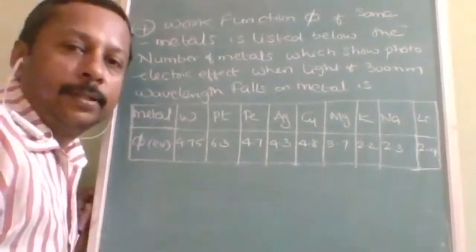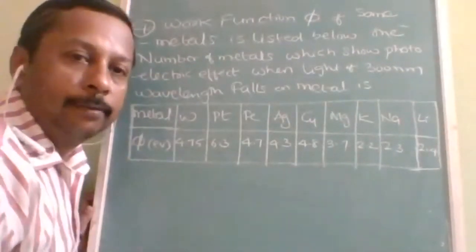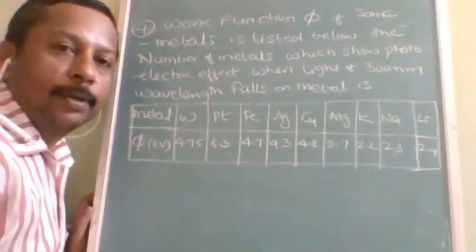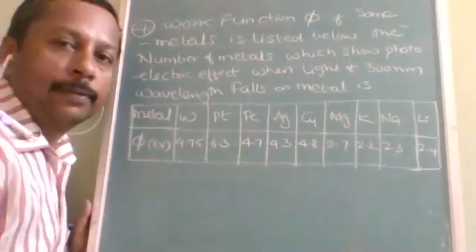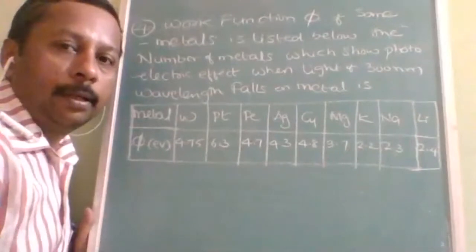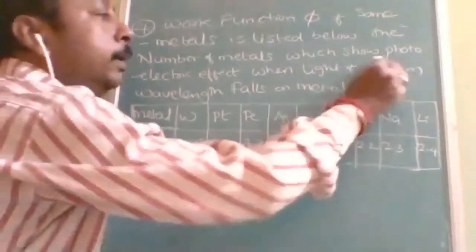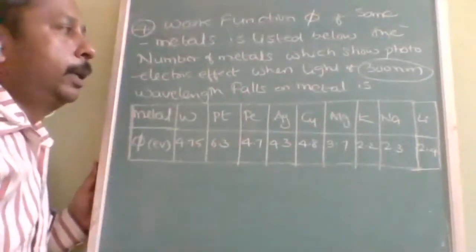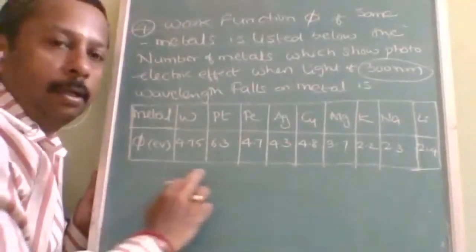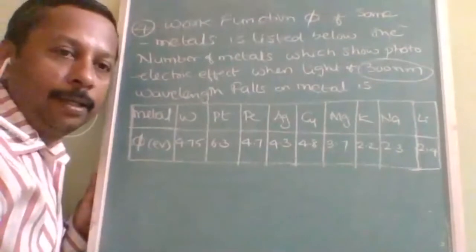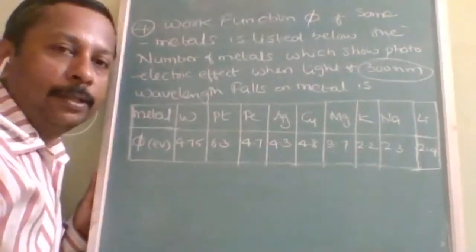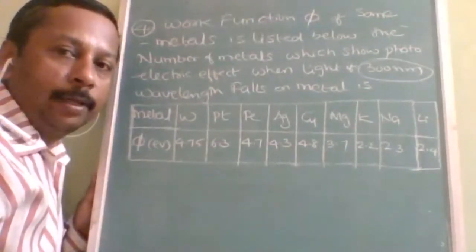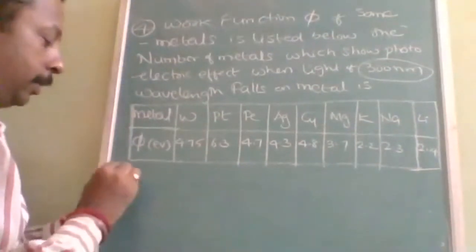This question is according to the latest pattern of integer type question. The work function of some metals is given, and on all the metals the same wavelength is projected. What is that wavelength? 300 nanometers. How many of these metals will give you photoelectrons? Is it understood, students?